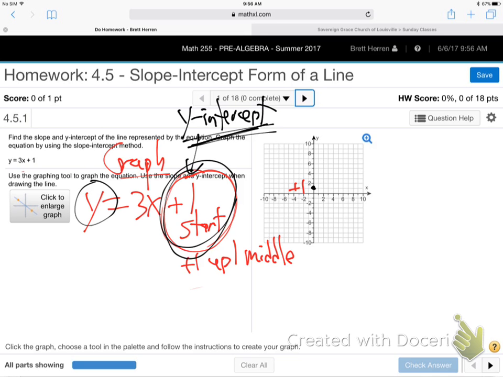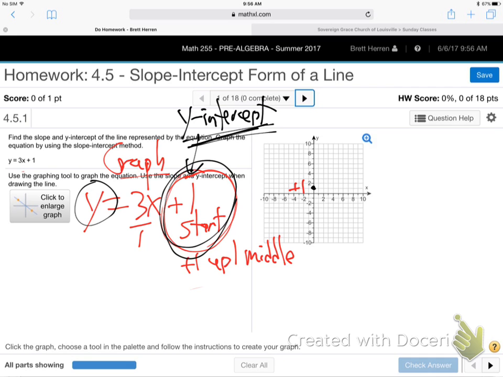Now, where do we go from there to get our second dot? Does anybody know this already? Seen this before? Yeah, how do you know? Yeah, and then you put this over 1 like we always do. That's your slope. Right there in front of x, that's your road sign, telling you go this way, up 3 and over 1 to the second dot.